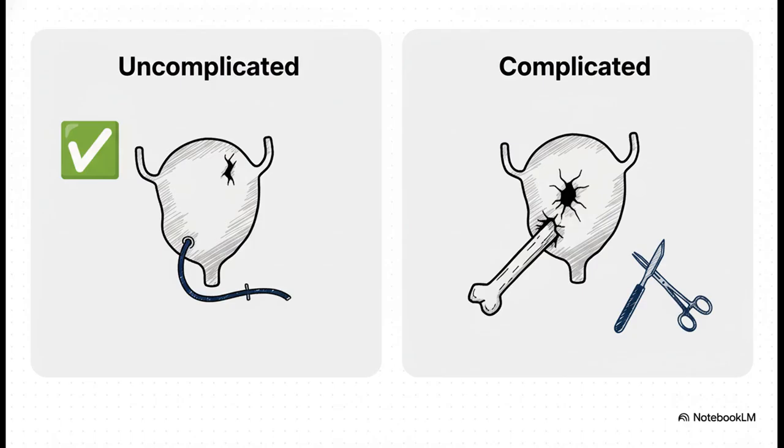An uncomplicated injury, which we'll see is covered in Guideline 16, is basically an isolated rupture that can be managed with just catheter drainage. But a complicated injury, covered in Guideline 17, has other factors that mean it really needs surgical repair to avoid some pretty nasty prolonged morbidity.